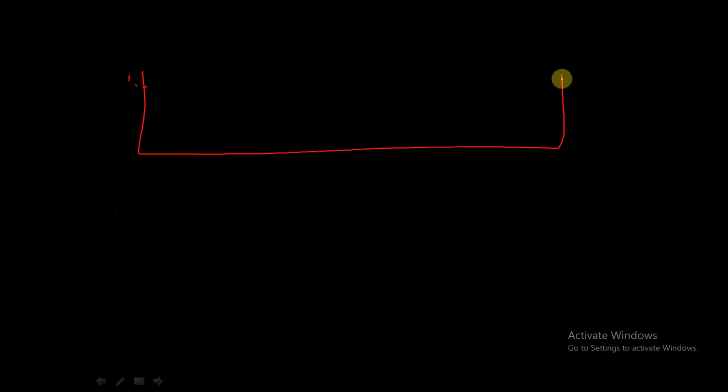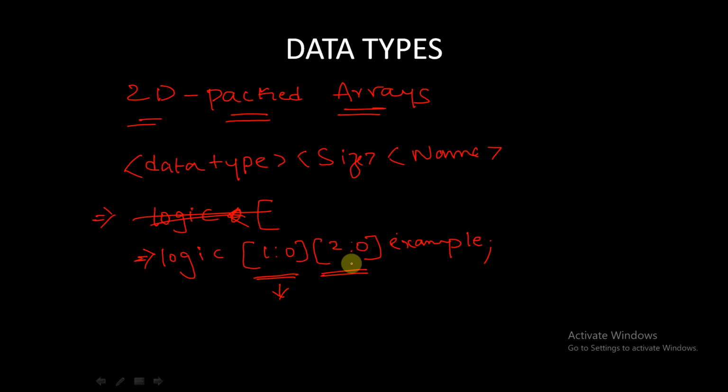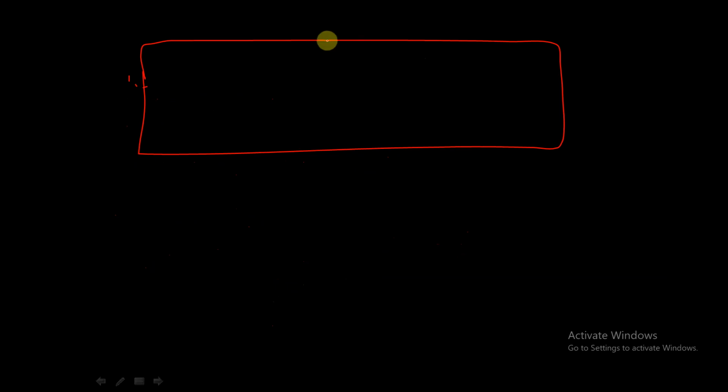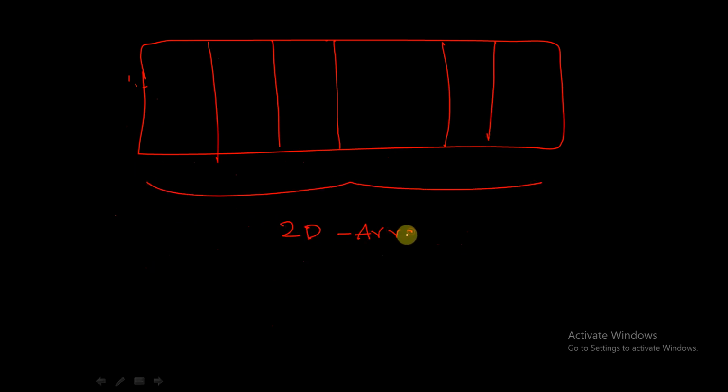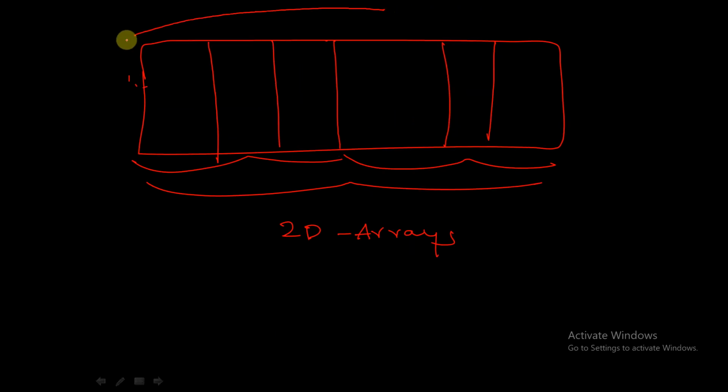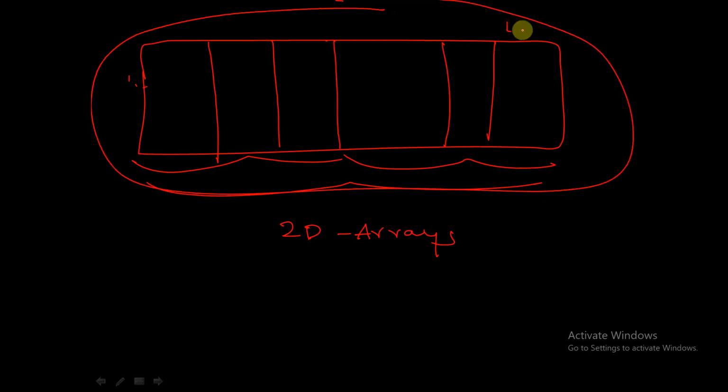So let us draw a packed array. Here 1 down to 0 represents the first dimension. So this whole array is divided into two blocks like this. Each block has three locations or three bits. So one, two, three. One, two, three. So this is a 2D packed array. This is the first dimension and this is the second dimension. In the first dimension we have 3 bits and in the second dimension also we have 3 bits. Everything is represented in a single contiguous memory location. Is it clear?